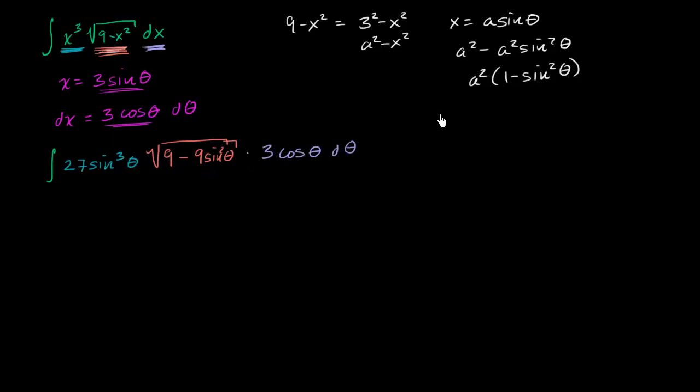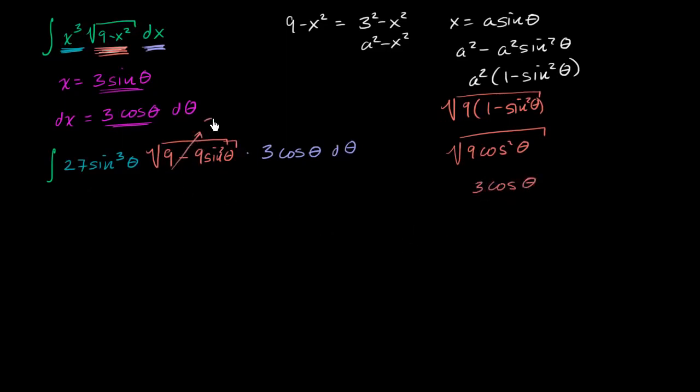Now let's see if we can simplify this a little bit. The square root, let me do this over the side. This thing right over here can be written as the square root of 9 times 1 minus sine squared theta, which is equal to the square root of 9 times cosine squared theta. And we can assume that cosine theta is positive, as we did in the last video. And so this is going to be equal to 3 cosine theta. So this right over here is 3 cosine theta.